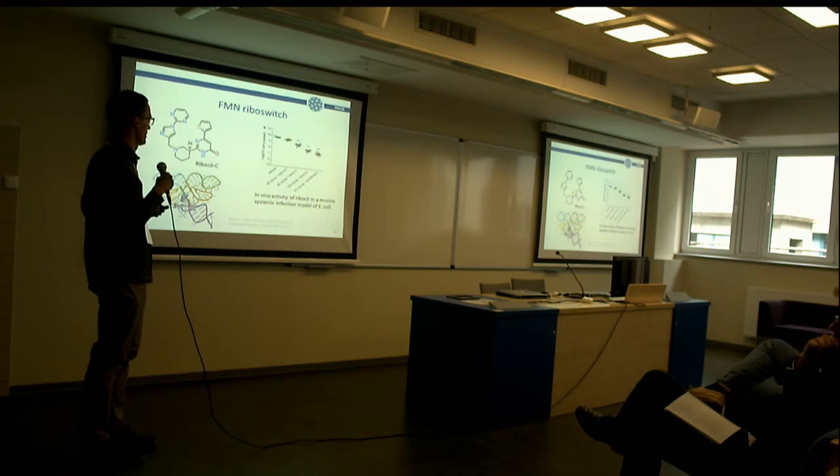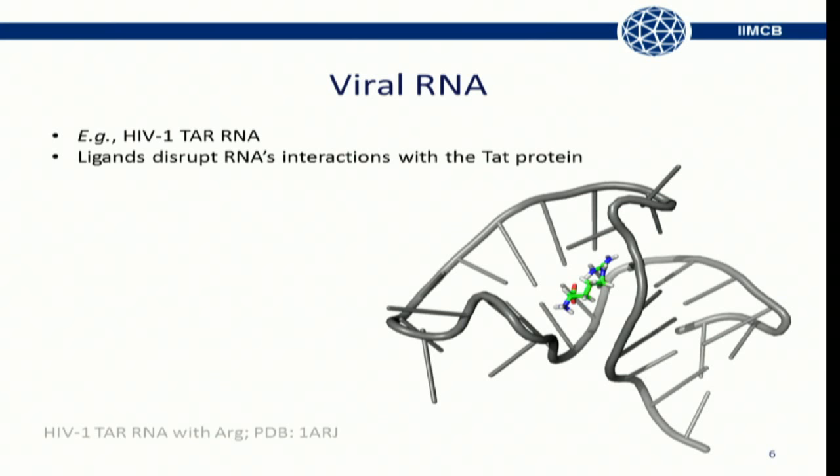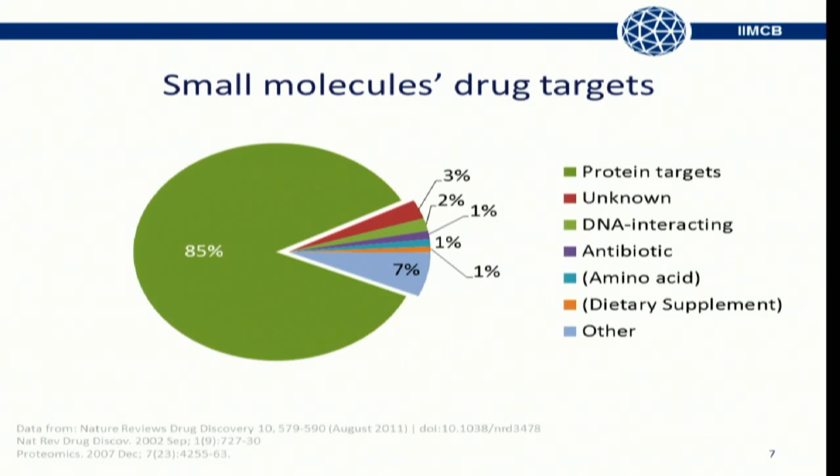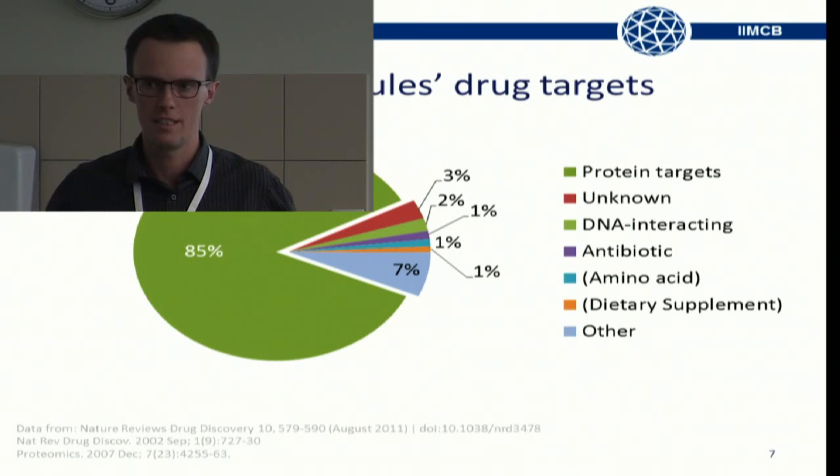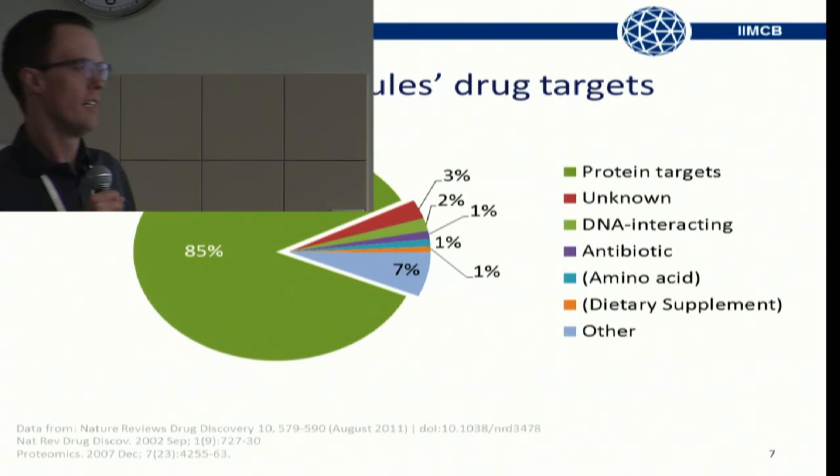But not only riboswitches, there are other RNA structures like viral RNA, for example, HIV-1 TAR RNA. It is known that some ligands can disrupt RNA's interaction with that protein. This can be one of the potential targets for antiviral drugs. So, if you look at the plot Andre showed before, it is a somewhat rephrased plot showing targets for small molecule drugs. We'll see that most of the targets are proteins. And this path is also followed by the development of bioinformatic tools for computer-aided drug design. Most of the tools are developed with protein in mind.